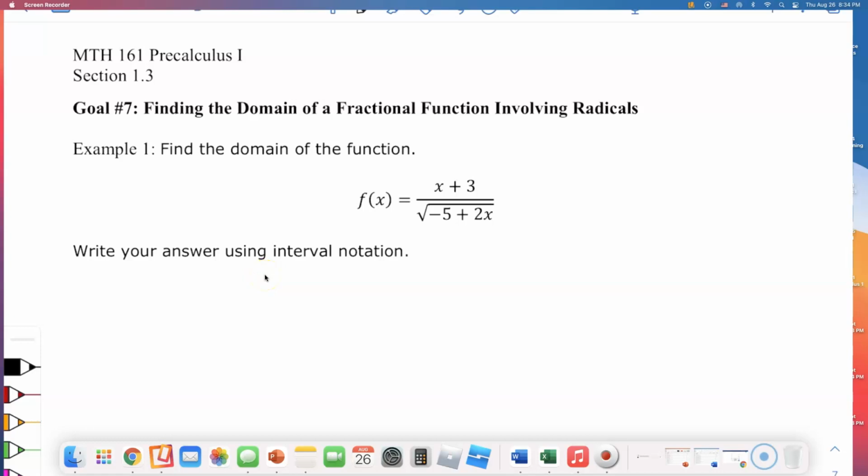This is the last topic of section 1.3, the more complicated types. We're working with fractional functions involving radicals. So we have to remember both rules, that the denominator, the bottom of the fraction, can't be equal to 0. This shouldn't be equal to 0.